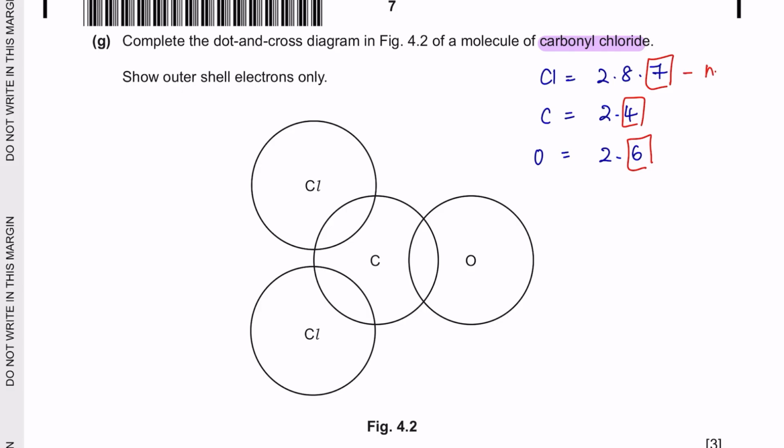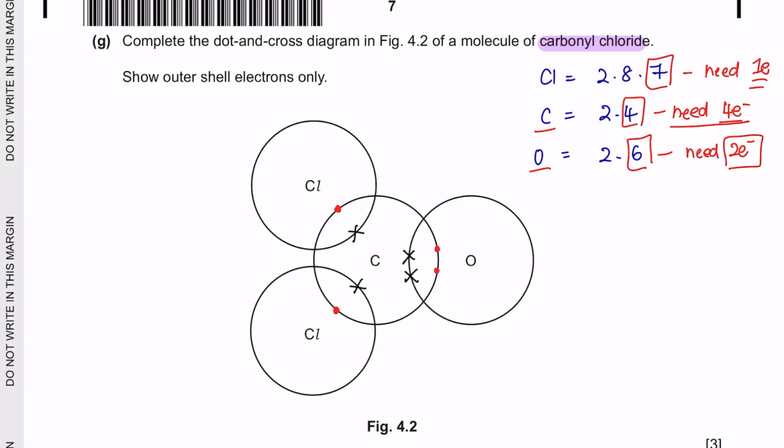Chlorine has 7 electrons on its own and needs 1 more electron to be stable. Since it's overlapping with carbon, it means the 1 electron that it needs should come from carbon. And carbon has 4 electrons, meaning that it needs another 4 electrons to be stable. Oxygen has 6 electrons and it needs another 2 electrons to be stable. Since carbon and oxygen are overlapping, the 2 electrons that oxygen needs should be shared by carbon. Now carbon needs 4 electrons. That means it can take 2 from oxygen and another 2 from chlorine.